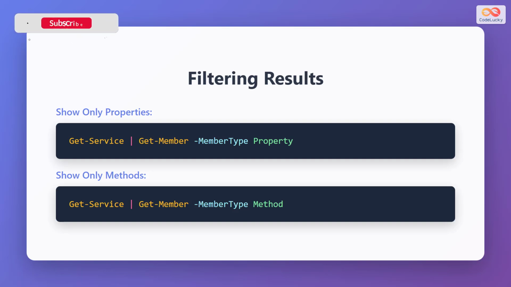Get-member can produce lengthy output, especially for complex objects. You can filter the results to focus on what you need using the -MemberType parameter. To show only properties, use get-service | get-member -MemberType Property. This displays only the data attributes available on service objects. To show only methods, use get-service | get-member -MemberType Method. This shows only the actions you can perform on service objects. Filtering makes the output more manageable and helps you quickly find the specific properties or methods you're looking for.